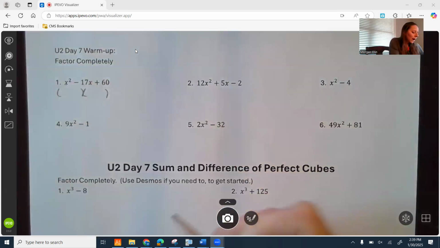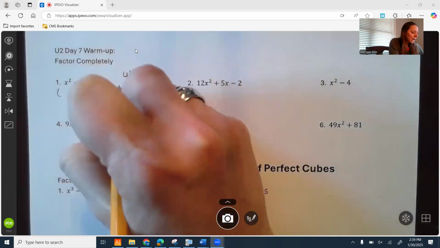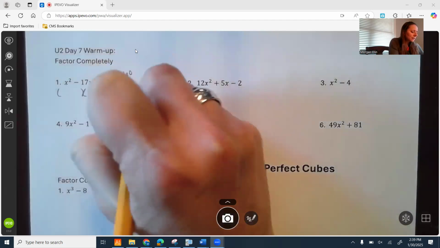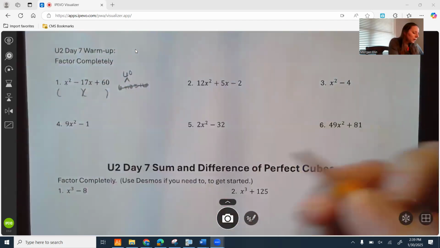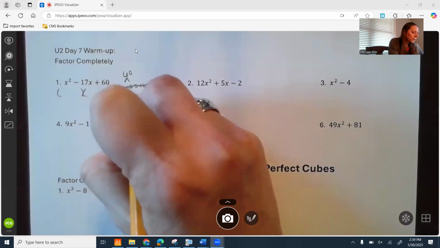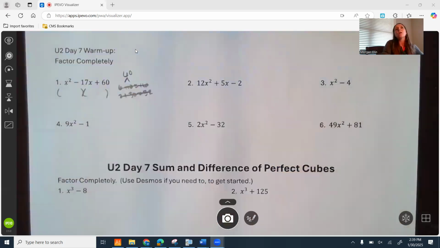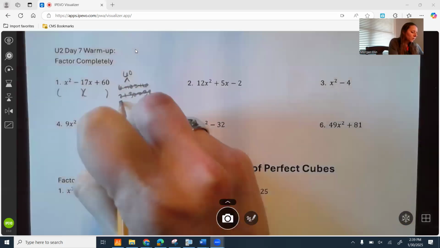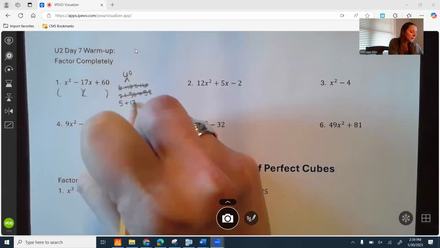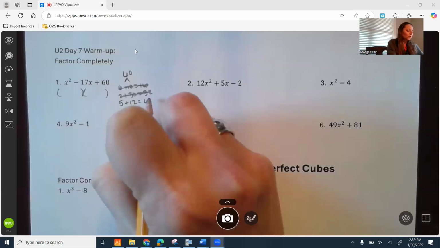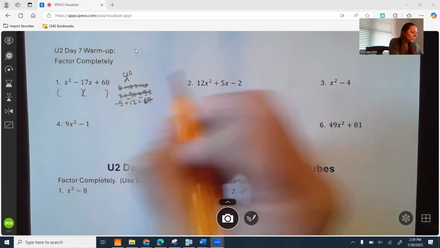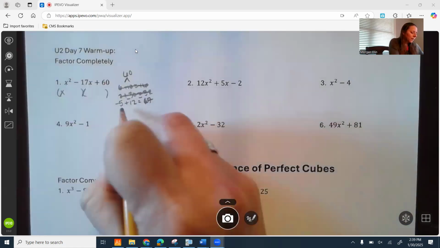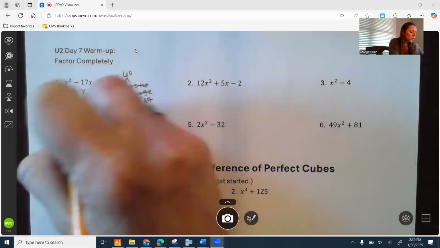All right, well, I know, let's see, 6 and 10. Well, that adds to 16, not 17, so not that. Let's see, I know 2 and 30, but that's not going to work. That's like 32. All right, well, some of you may have already found it. 5 and 12. 5 goes in there 12 times. That gives us, whoops, 17. However, notice you want a negative 17. So what do we do? We switch our signs. So we need x and then a negative 5 and then x and negative 12.